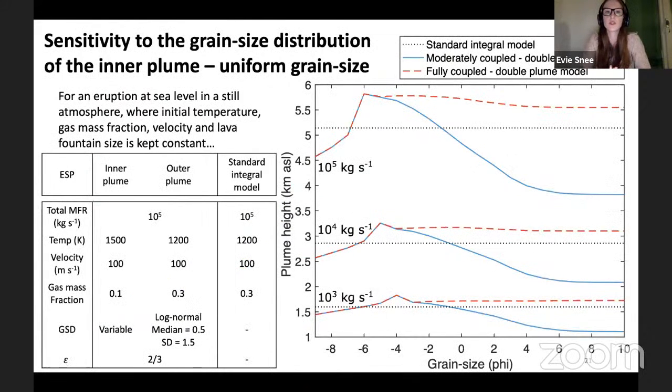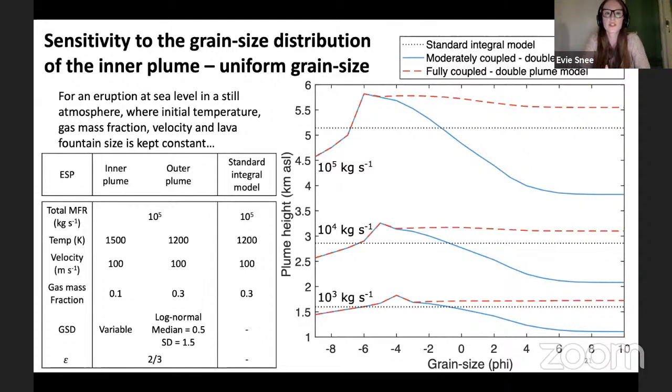So the first thing we're going to look at is the grain size distribution of the inner plume and how varying that affects plume rise. So I'm going to start off with a lava fountain, so the inner plume, that only has a single grain size. And this is just for simplicity before moving on to a more realistic grain size distribution for the lava fountain.